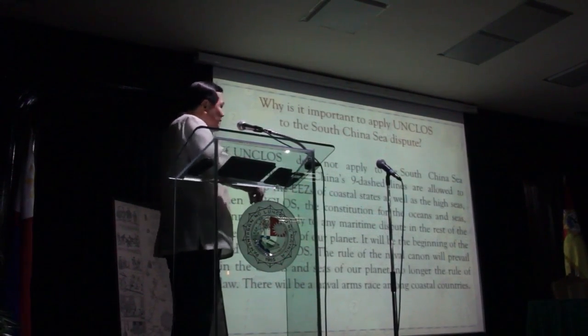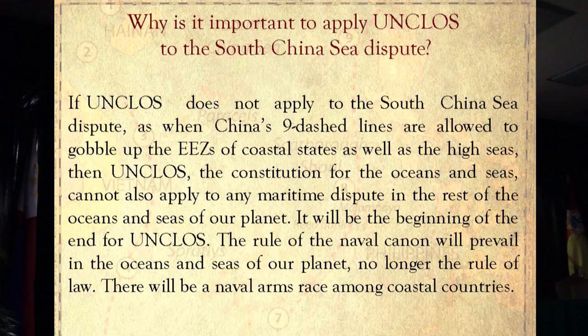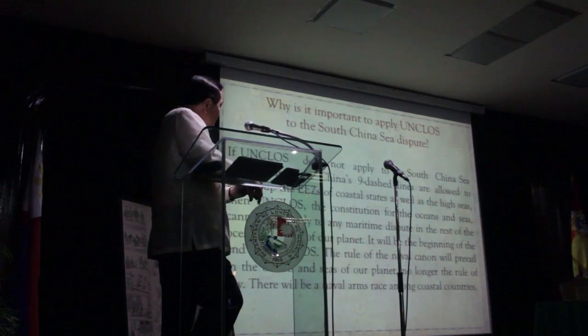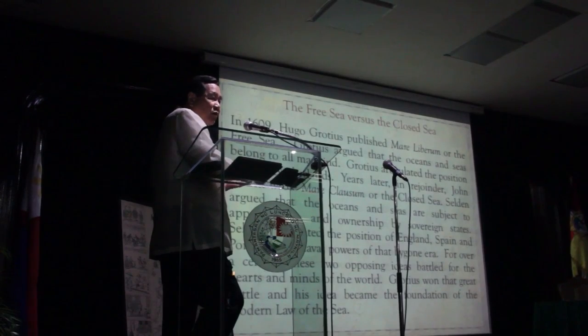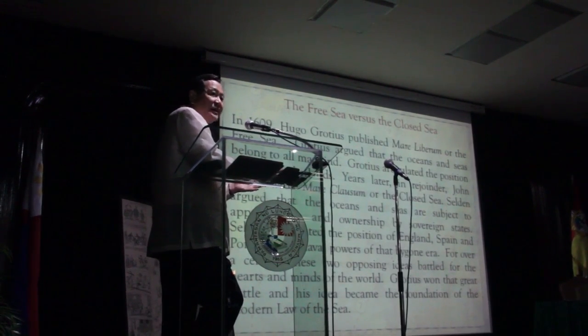Now, why is it important to apply UNCLOS to the South China Sea dispute? Because if we allow China's nine-dash line to stand, it will gobble up the EEZs of coastal states, as well as the high seas. Then UNCLOS, the constitution for the oceans and seas of our planet, cannot apply. If it cannot apply in the South China Sea, it cannot apply in any maritime dispute in the rest of the oceans and seas of our planet. It will be the beginning of the end of UNCLOS. It will create a naval arms race, and it's already happening now.